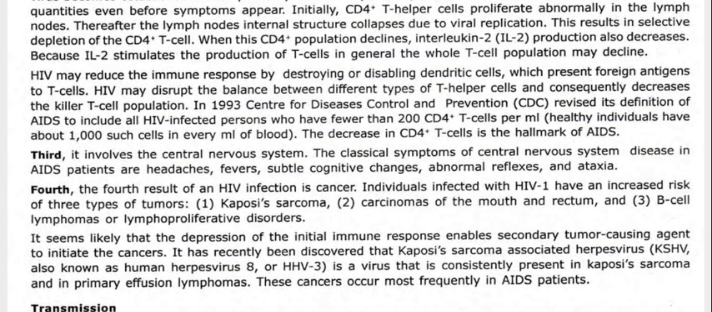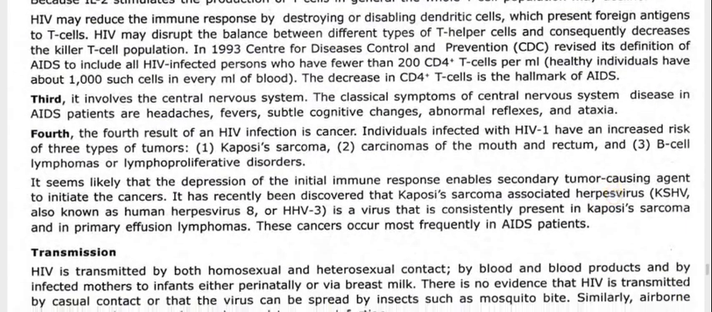It seems likely that the depression of the initial immune response enables secondary tumor causing agents to initiate the cancers. It has recently been discovered that Kaposi sarcoma associated herpes virus, KSHV, also known as human herpes virus 8 or HHV-8, is a virus that is consistently present in Kaposi sarcoma and in primary effusion lymphomas. These cancers occur most frequently in AIDS patients.